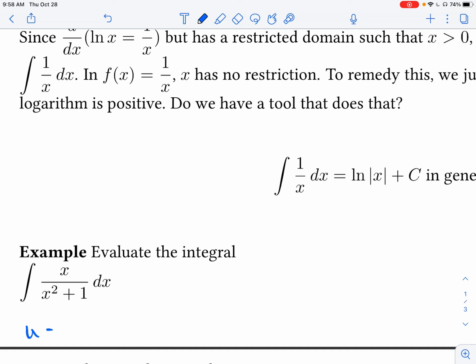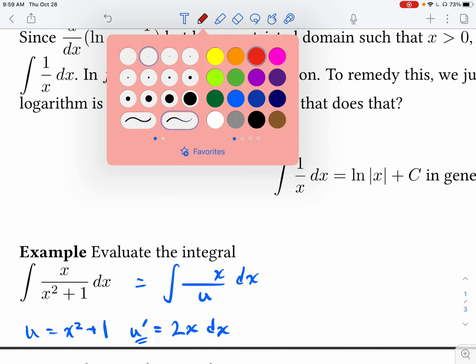So if I said u is equal to x squared plus 1, that means u prime, or du, is equal to 2x dx. So if we think of this integrand in terms of u, we could rewrite this as the integral where our denominator is u, and our numerator looks pretty close to being u prime, right? It looks pretty close to being 2x dx. We have an x. All we're missing is a 2.